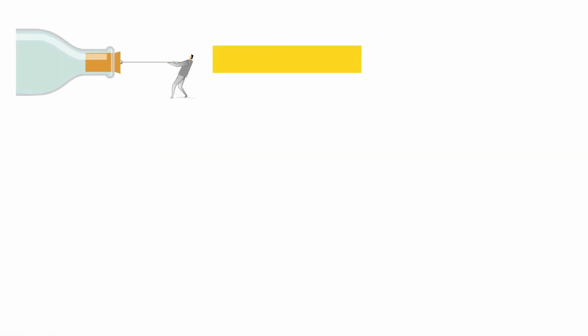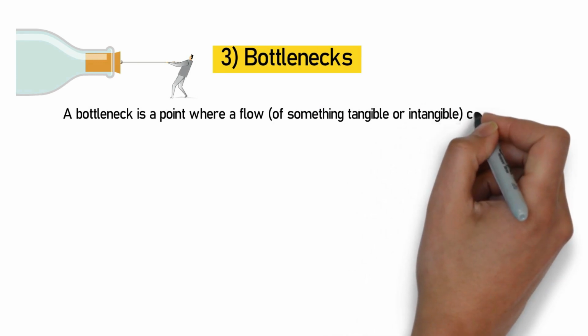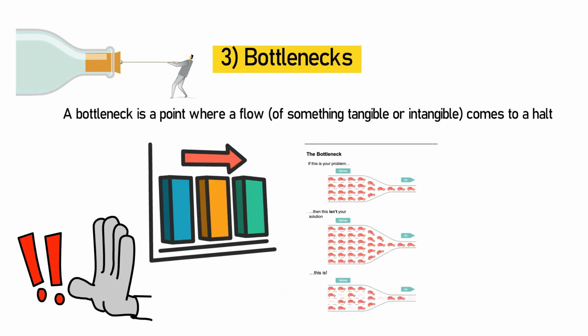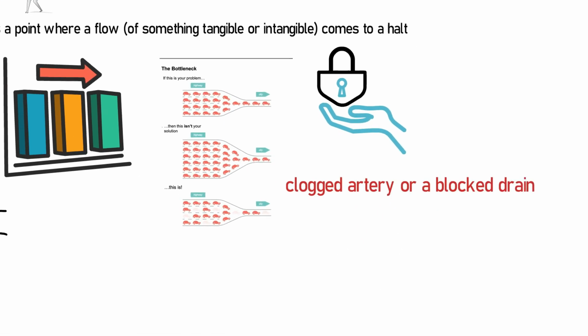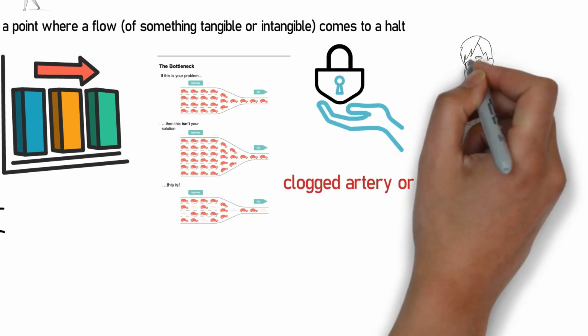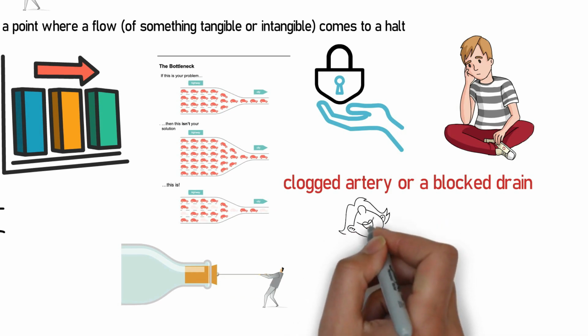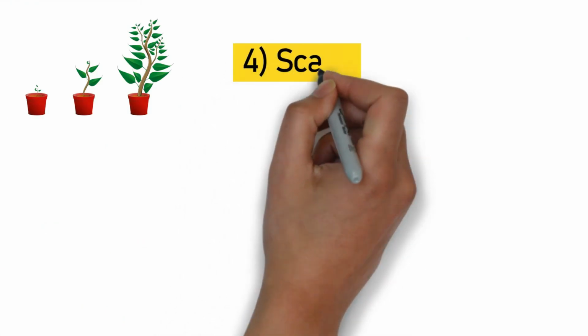Number 3, bottlenecks. A bottleneck is a point where a flow of something tangible or intangible comes to a halt, preventing it from continuing. A bottleneck in the production of any good or service, like a clogged artery or a blocked drain, can be small and have a disproportionate impact if it is in a critical path. Bottlenecks, on the other hand, can be a source of inspiration because they force us to consider whether there are other ways to succeed.